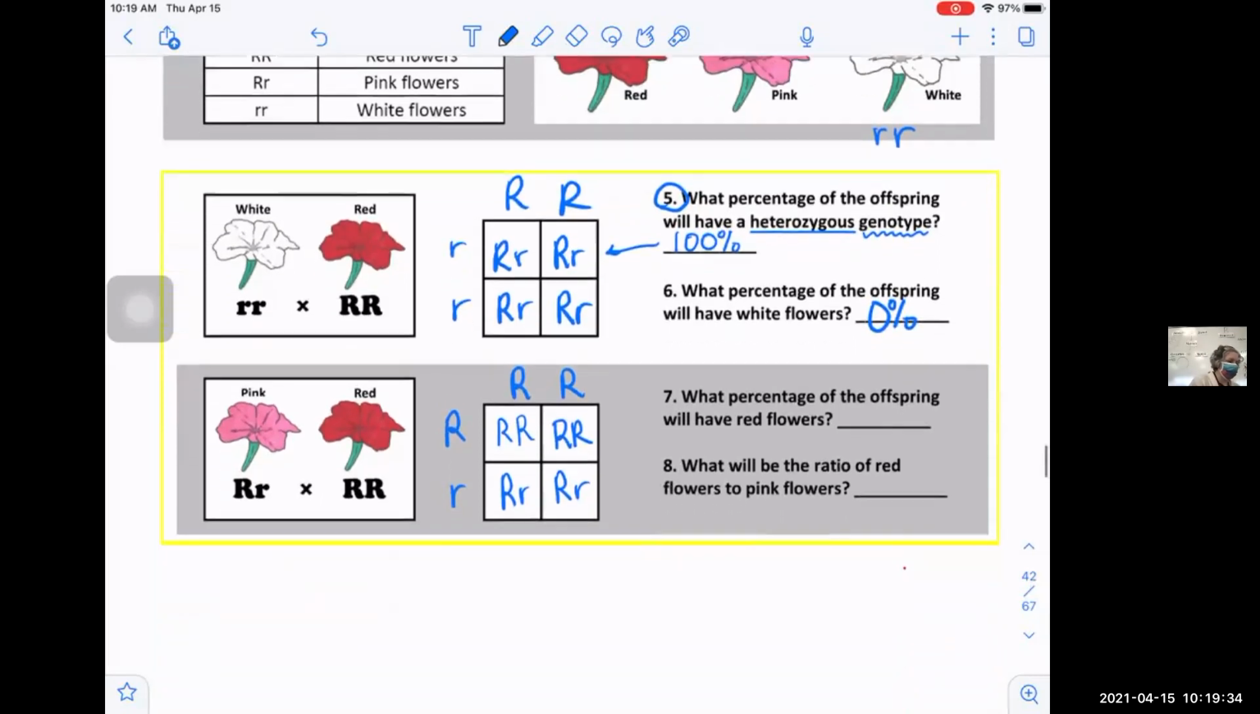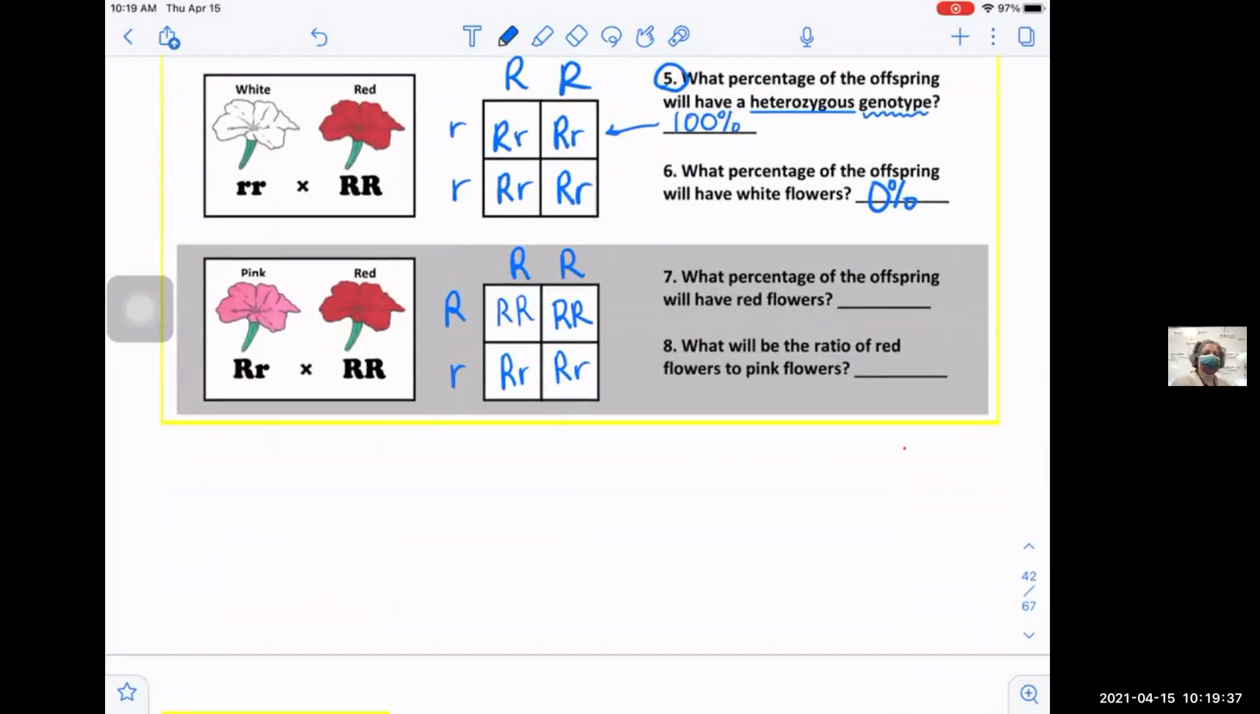All right, so for the next cross, we crossed a red and a pink flower. So what % will have red flowers? What did you guys write? 50%, right? Half.